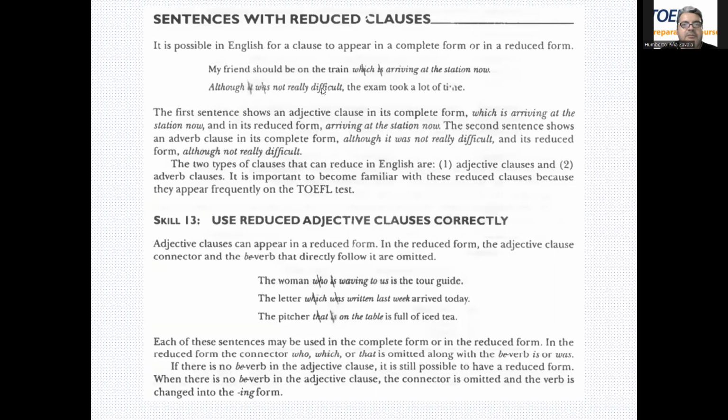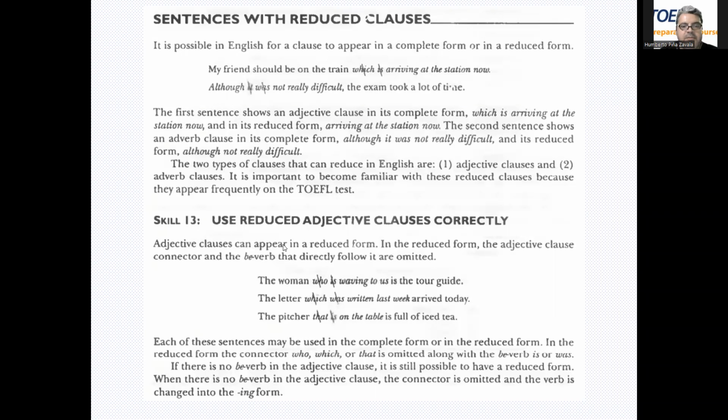Although it was not really difficult, the exam took a lot of time. The second sentence shows an adverb clause in its complete form, although it was not really difficult, and its reduced form, although not really difficult. The two types of clauses that can reduce in English are, one, adjective clauses, and two, adverb clauses. It is important to become familiar with these reduced clauses because they appear frequently on the TOEFL test. So we're going to start with reduced adjective clauses, skill 13.